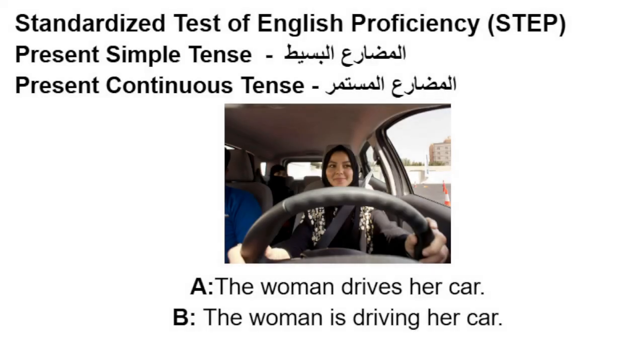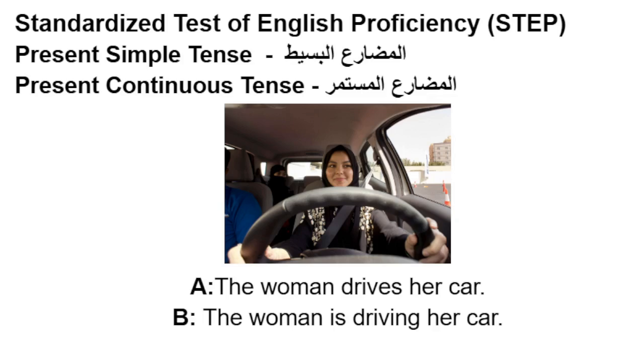Standardized Test of English Proficiency, the English step exam, present simple versus the present continuous. Look at the picture. What do you see? There is a woman in a car. It's daytime and she looks happy. We want to describe her action. Do we say A, the woman drives her car, or do we say B, the woman is driving her car?